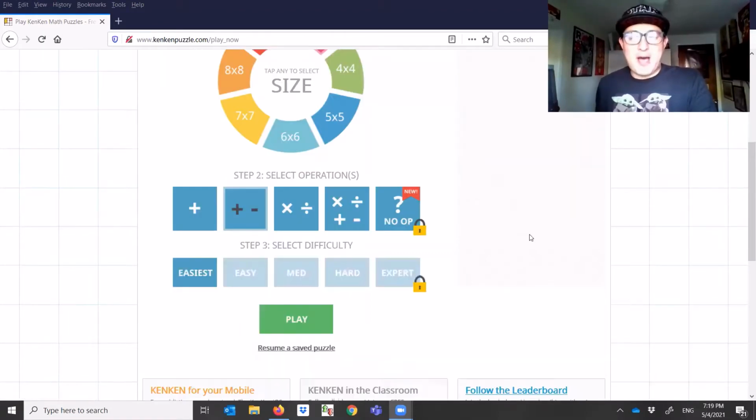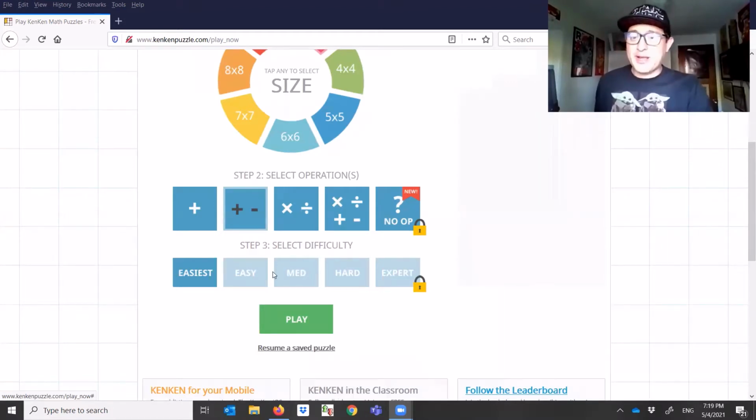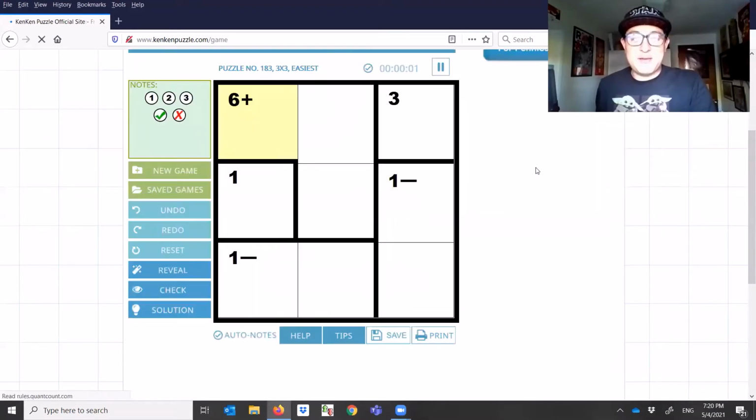And you have an option here on the website to just do addition and subtraction, multiplication and division, and then multiplication, division, addition, and subtraction. So just to make it a little bit easier on the first one, so that we can understand, we're going to do the addition and subtraction. And it keeps it as easiest with 3x3. So we'll start here. All right, so here is the board.